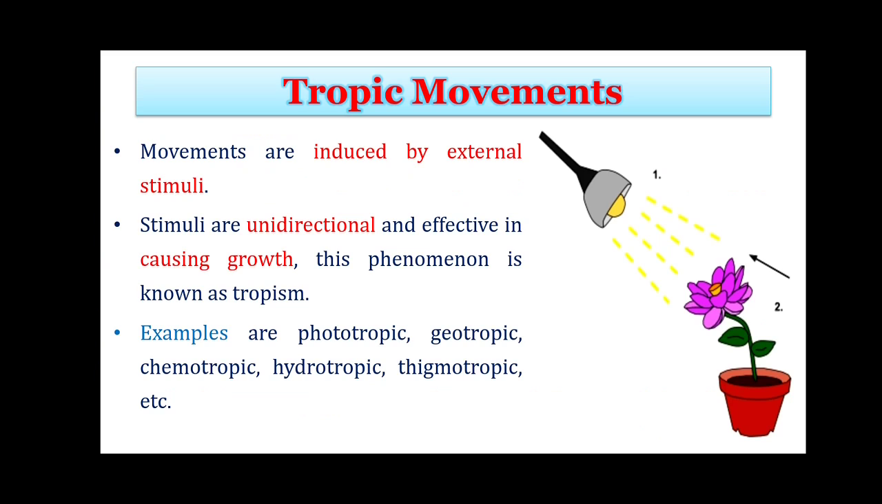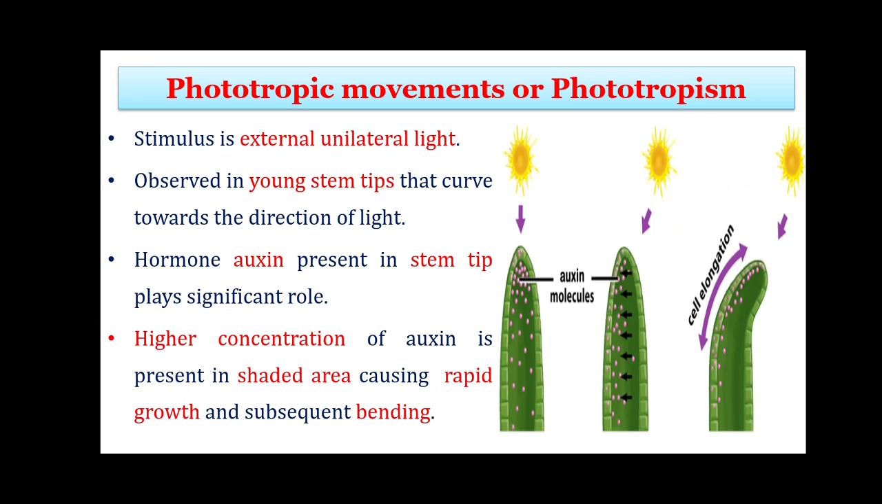When we say phototropism, that means the stimulus is light. In case of geotropism, the stimulus is gravity. In case of chemotropism, the stimulus is chemical. In hydrotropism, or hydrotropic movement, the stimulus is water. And in case of thigmotropism, it means the stimulus is touch. Now let's see the phototropism, or phototropic movement.